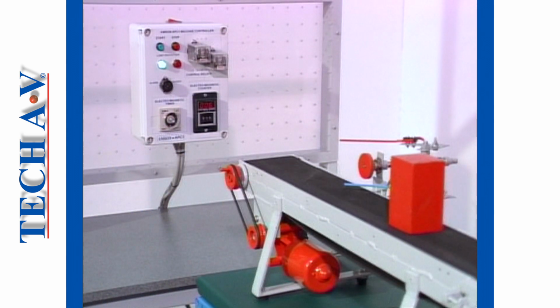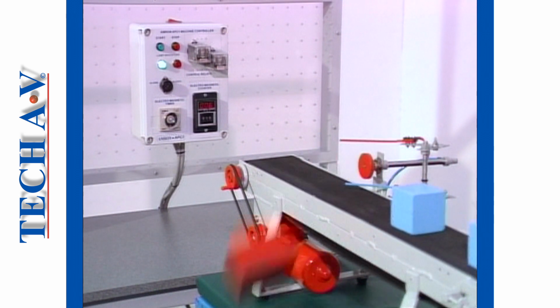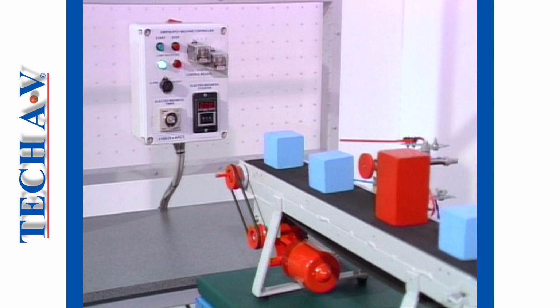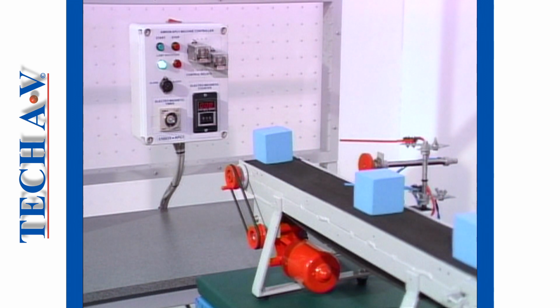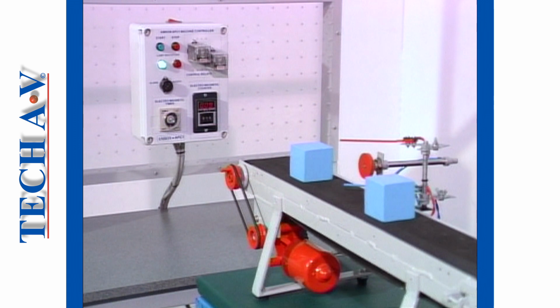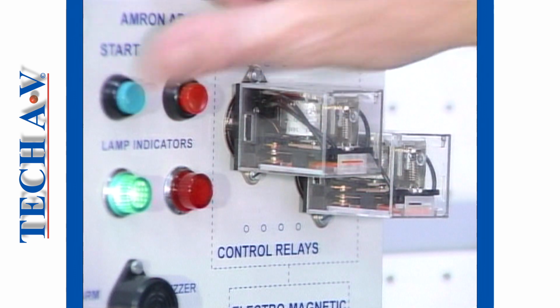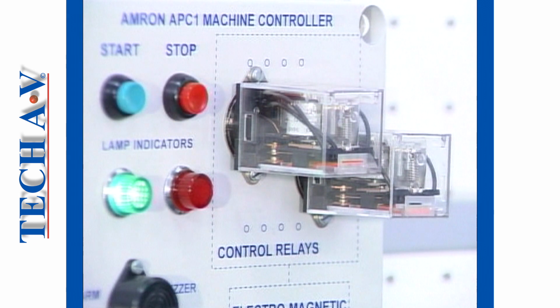Now we're going to make the sorting job a little more sophisticated by introducing some basic automation ideas. We not only want to separate the long blocks from the short ones, but the requirement is to count 10 short blocks, then sound the alarm and stop the conveyor. To control these operations, we're going to use electrical relays that we shall be discussing after the break.